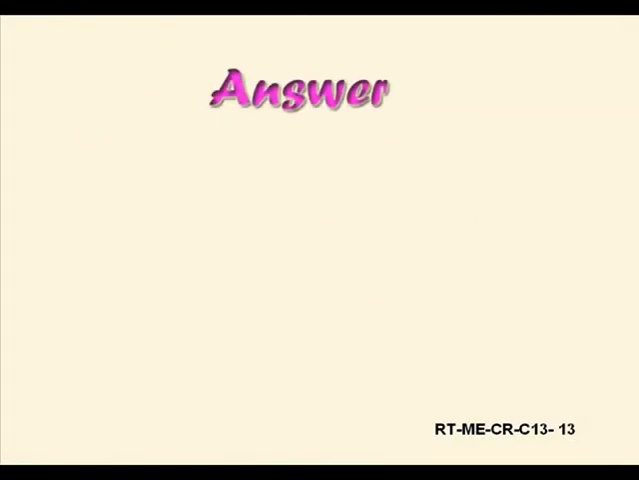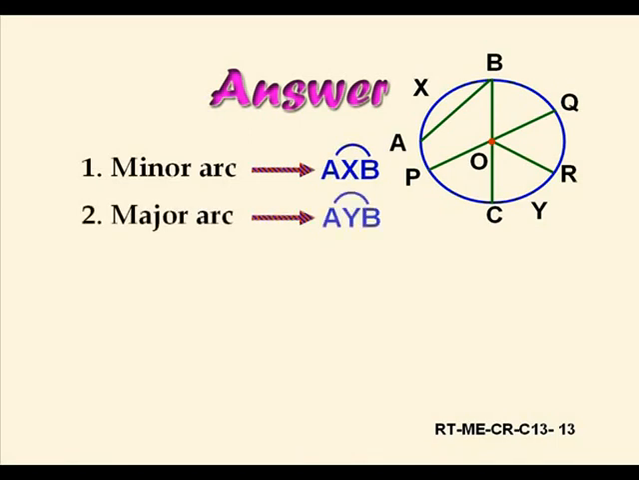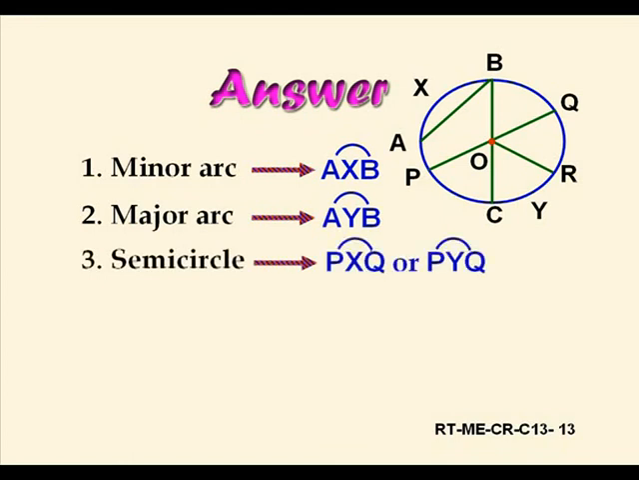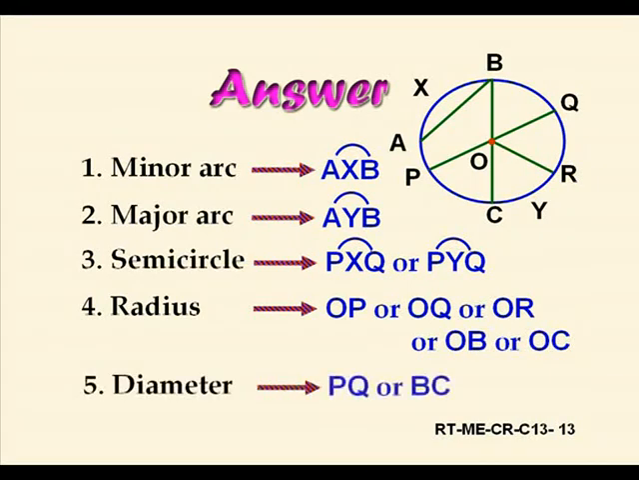Answer: minor arc is arc AXB. Major arc is arc AYB. Semicircle, arc PXQ or arc PYQ. Radius, OP or OQ or OR or OB or OC. Diameter, PQ or BC.